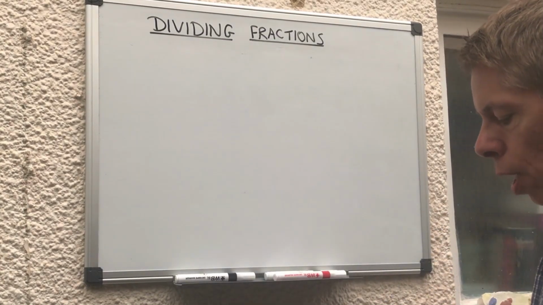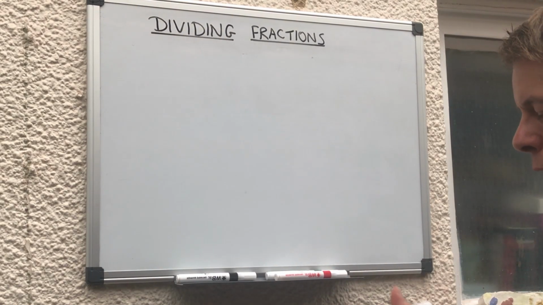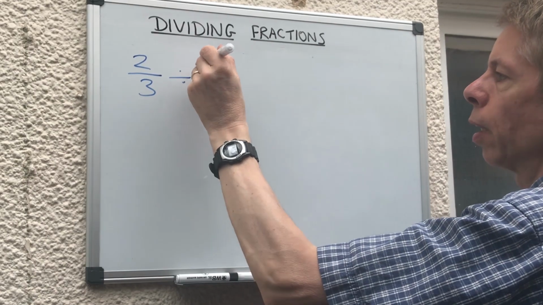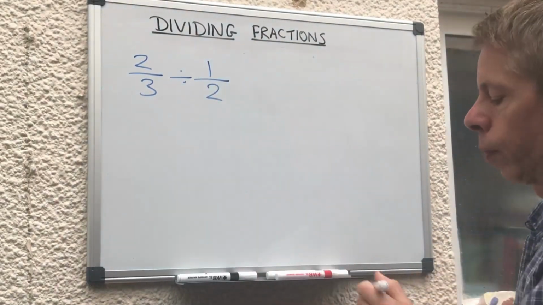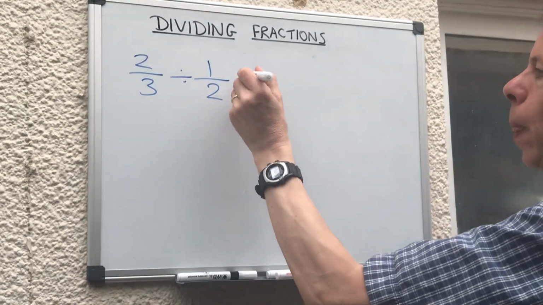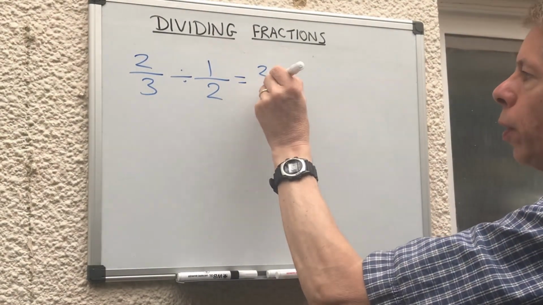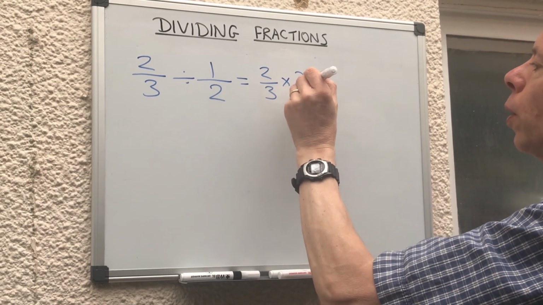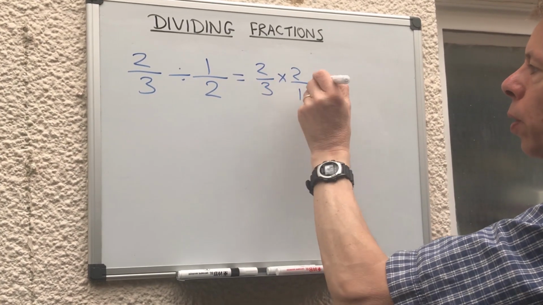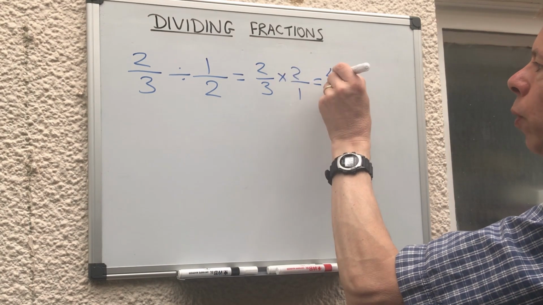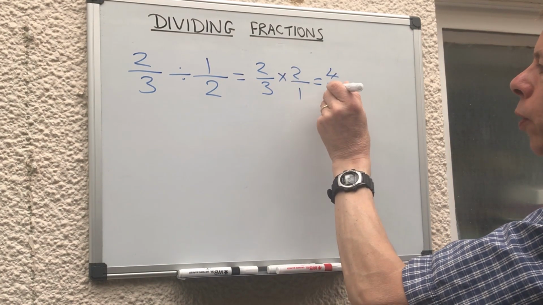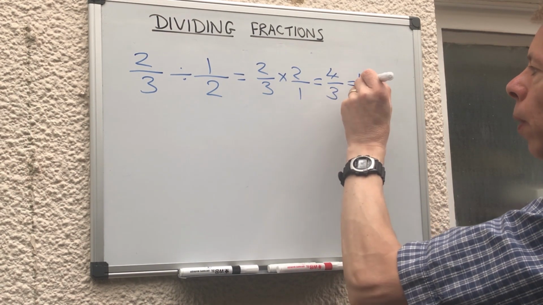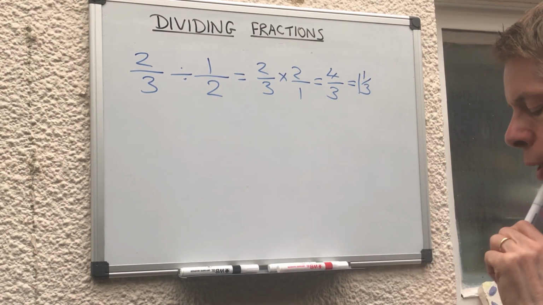Okay, so next question is 2/3 divided by 1/2. Okay, so equals, let's put the 2/3 there, we're going to invert that, which gives us 2 over 1, nothing to cancel, so we get 2 times 2 is 4, 3 times 1 is 3, 4/3 equals 1, remainder 1, put the 3 up there, 1 1/3.